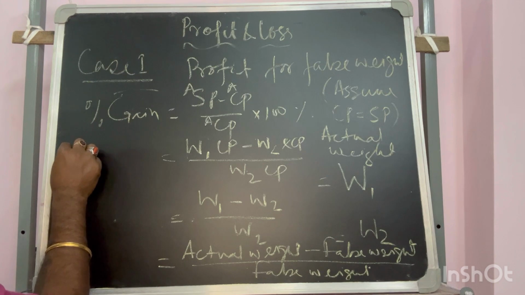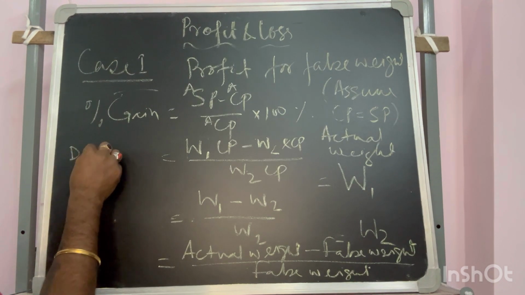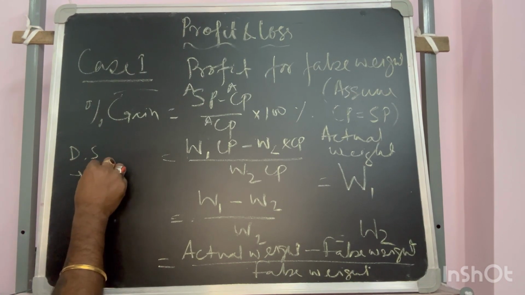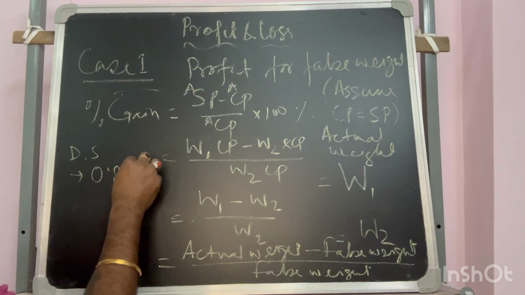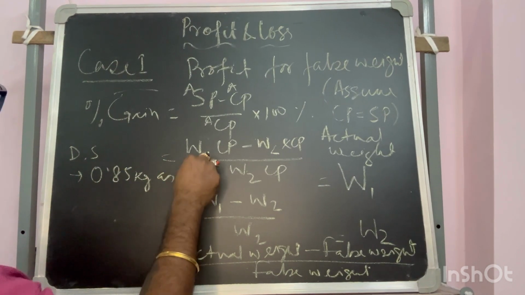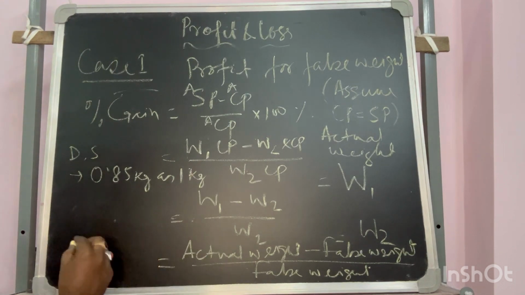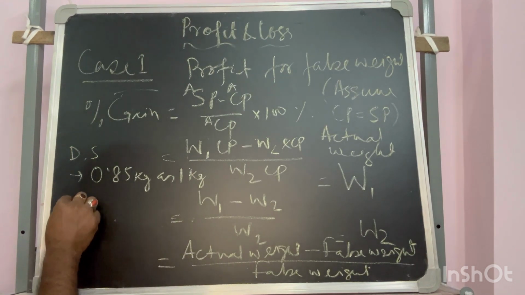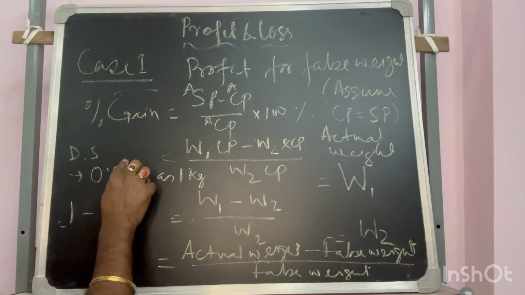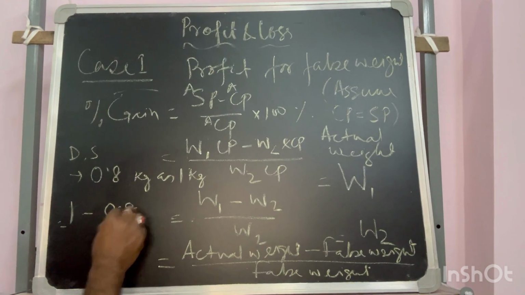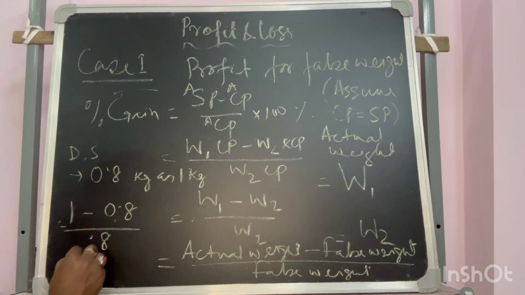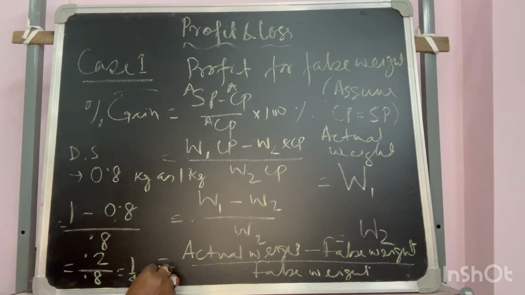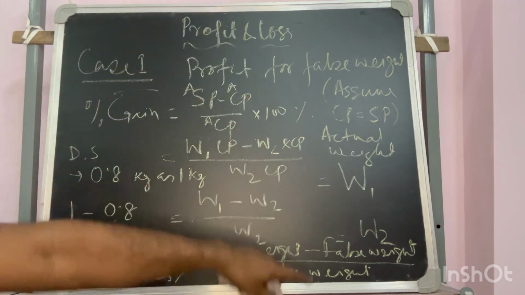Let's say a dishonest seller sells 0.85 kg as 1 kg. So what is his percentage gain? That will be the actual weight 1 minus 0.8. Let's say it is 0.8 only. 0.2 divided by 0.8. That means 1 by 4, that means 25%. So this 25% gain is on the cost price itself.